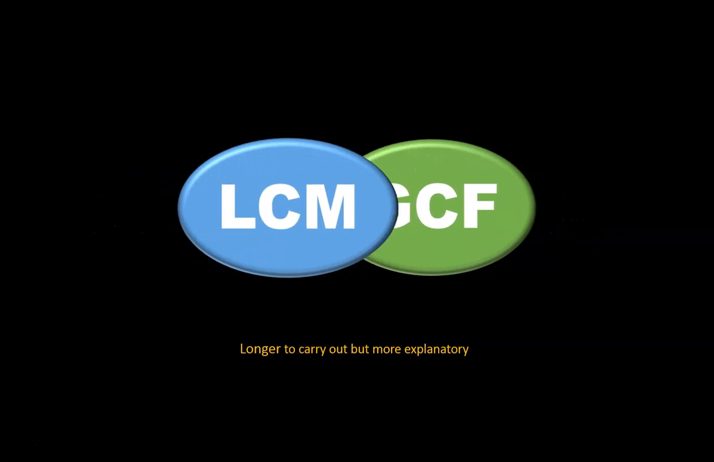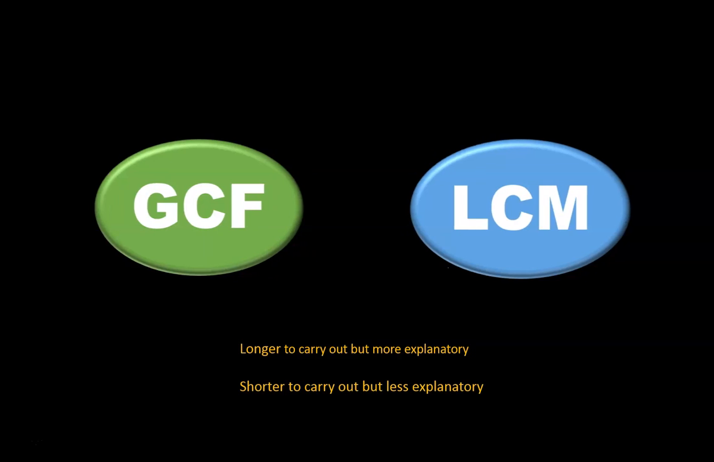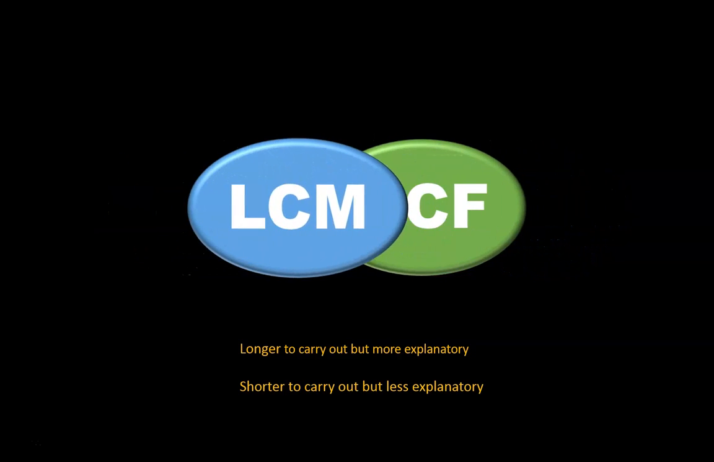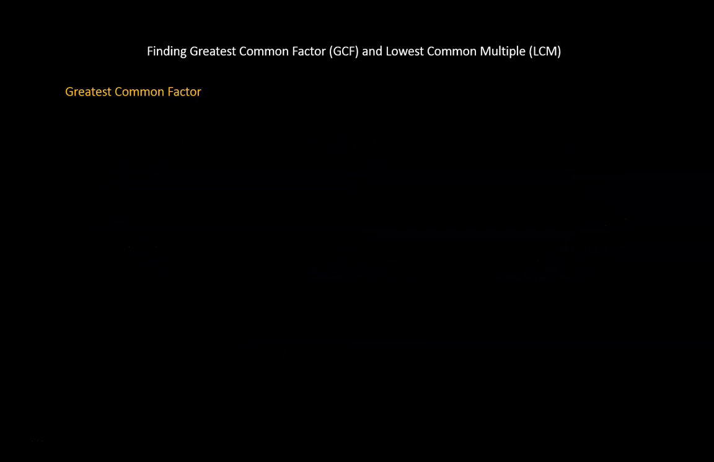The first way is a longer one to carry out, but it's more explanatory, while the second way is shorter and more practical, but less explanatory. We'll start with the greatest common factor and use 10 and 25 as an example.